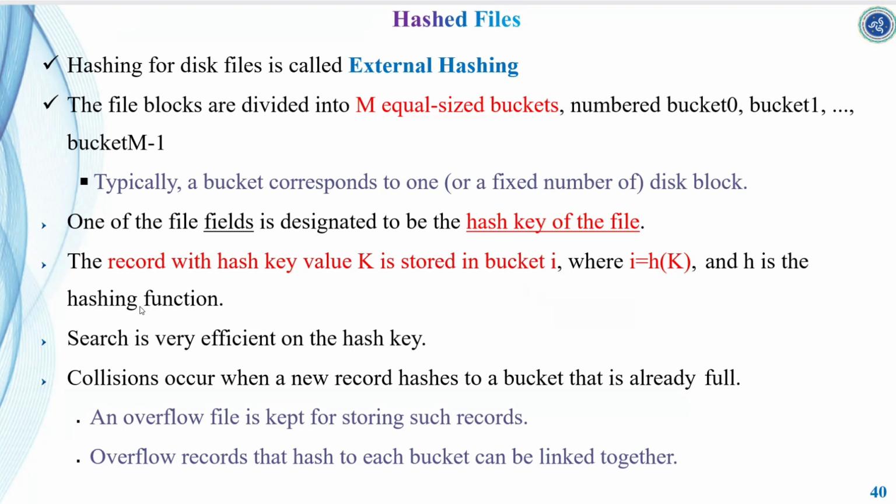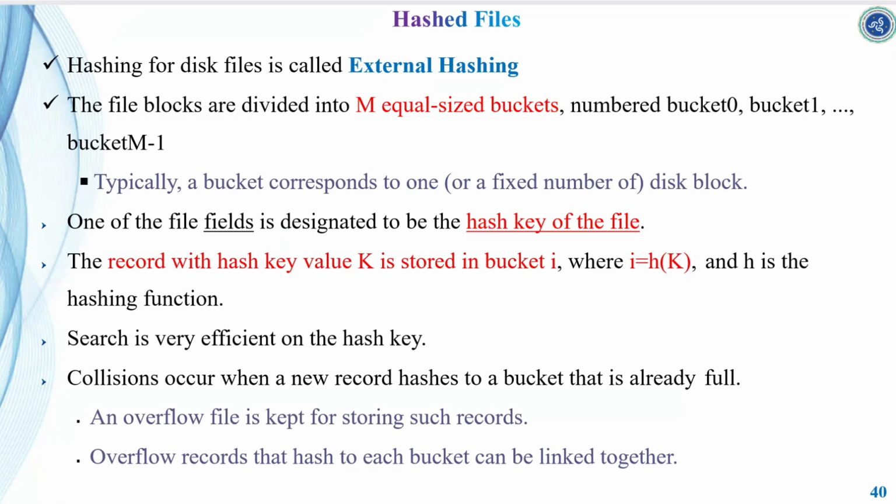One of the file fields is designated as the hash key of this file, and the record with hash key value k will be stored inside bucket i, where i is obtained with the help of the hash function h, as h of k. So if we want to search for a particular tuple, it is very efficient because the search is done according to the hash key.